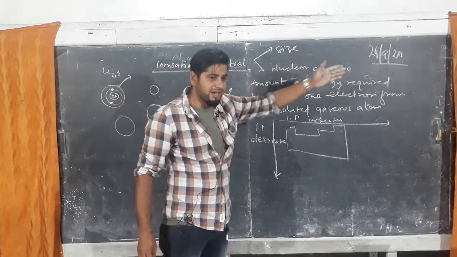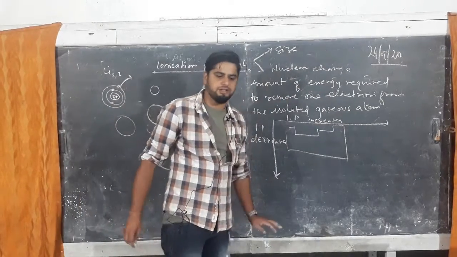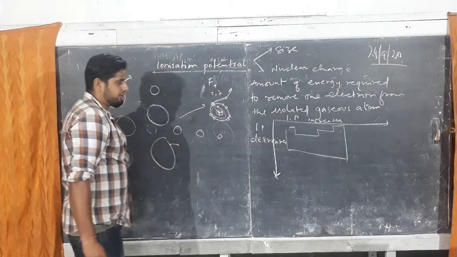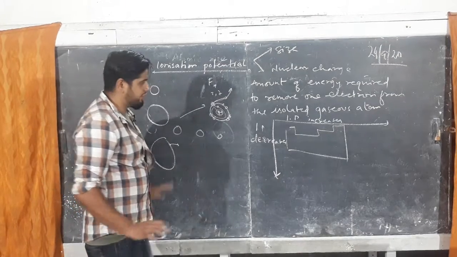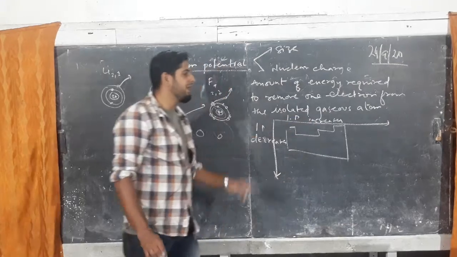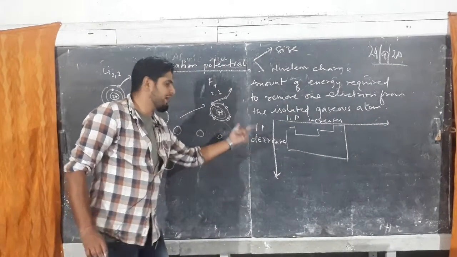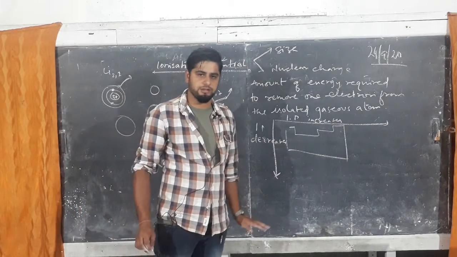More the nuclear charge, more energy is required. Lesser the nuclear charge, less energy is required. Got it or not? I think all of you have understood this. So as we move from left to right of the periodic table, ionization potential increases. As we move from top to bottom, ionization potential decreases.